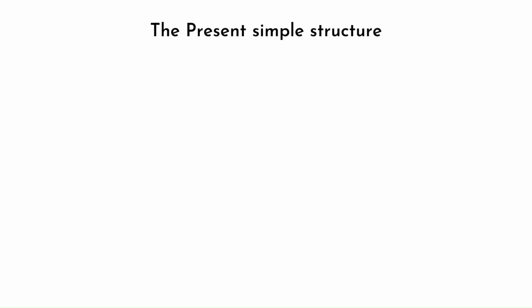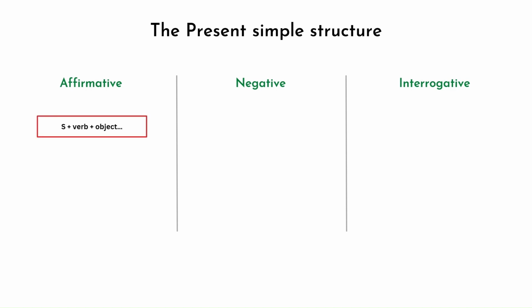And this is the structure of simple present with other verbs. In affirmative form, it is subject plus verb plus object. For example, we like music. He or she likes music.